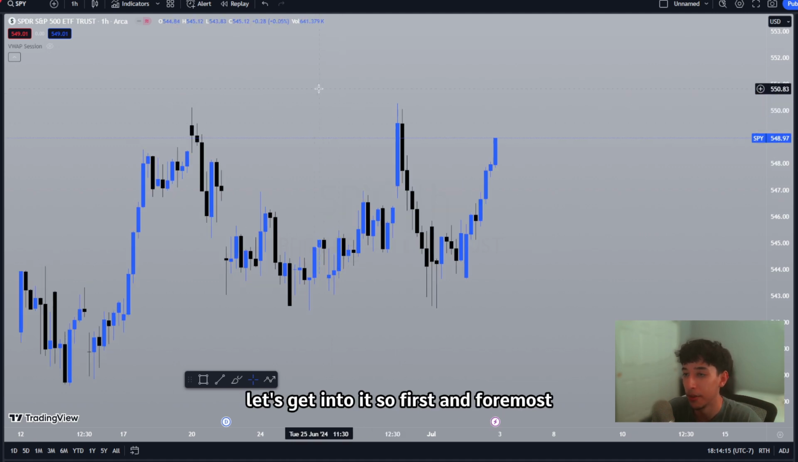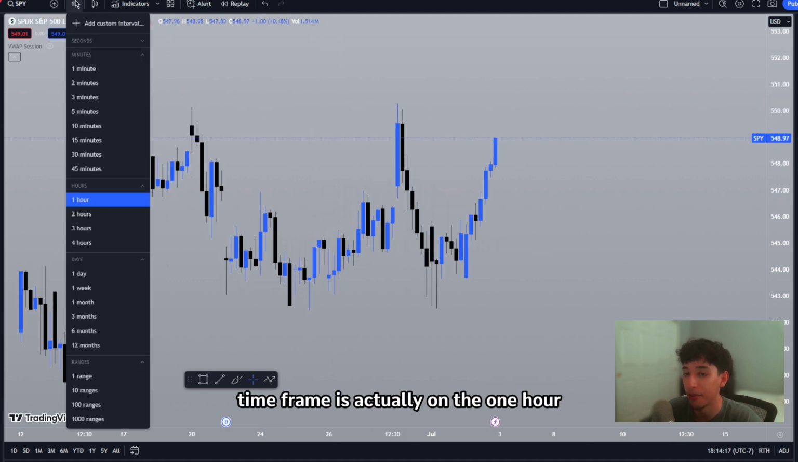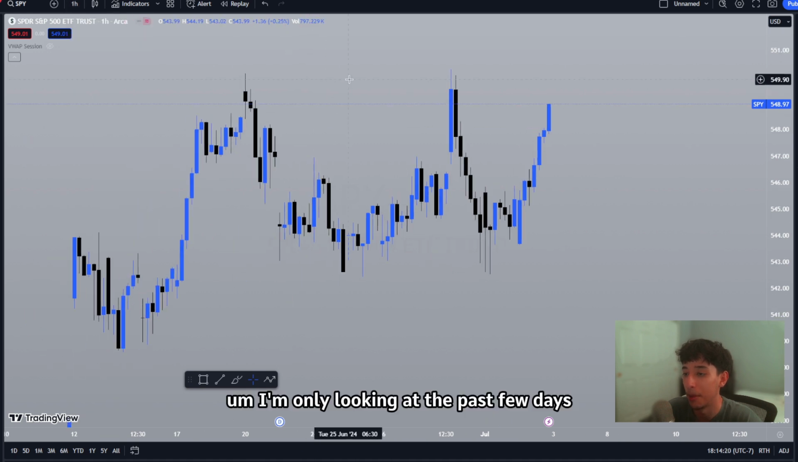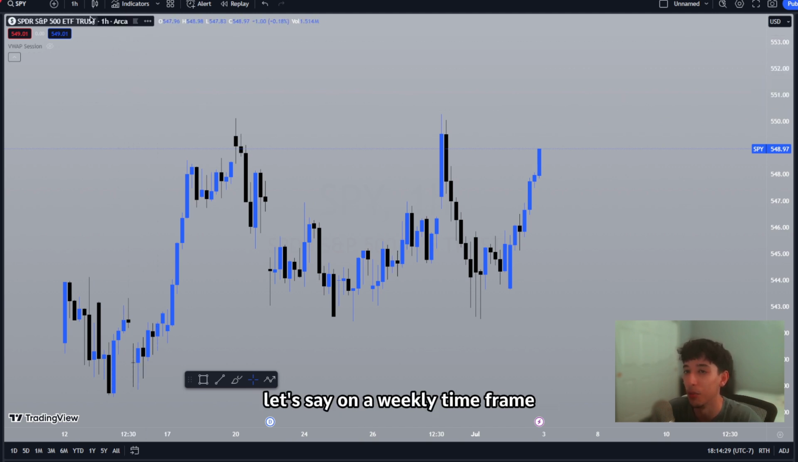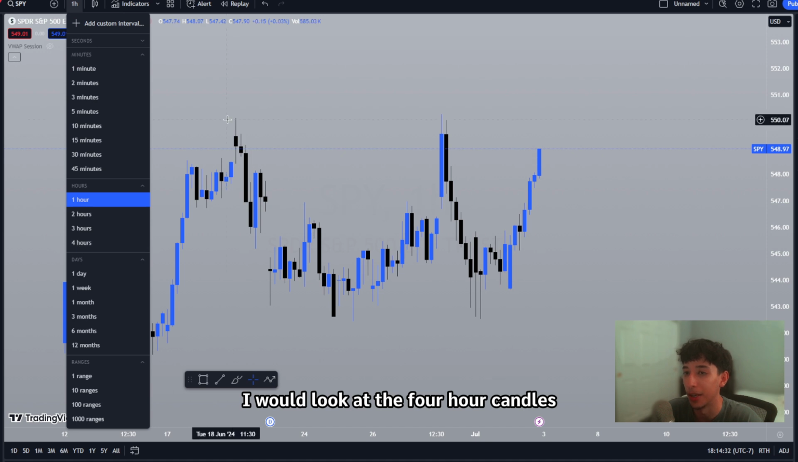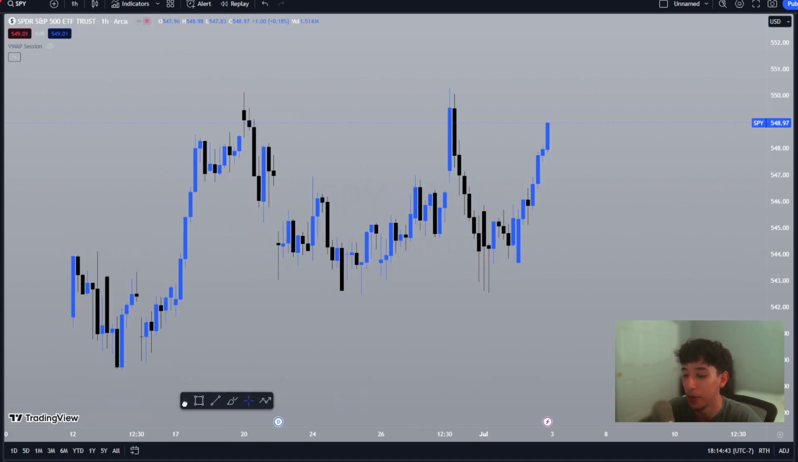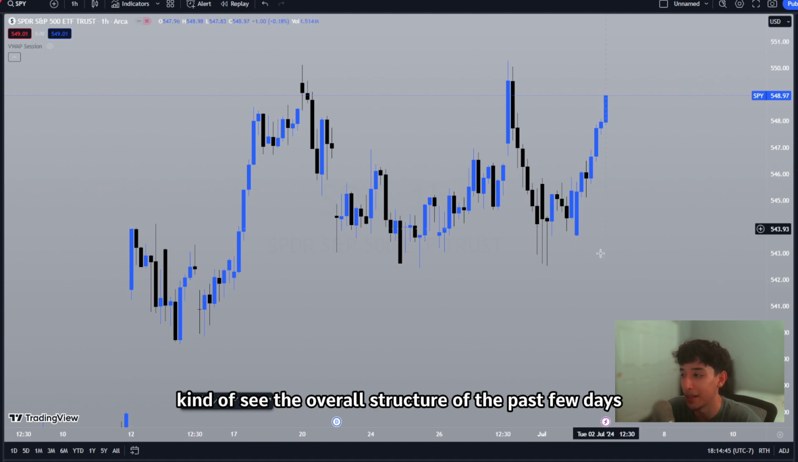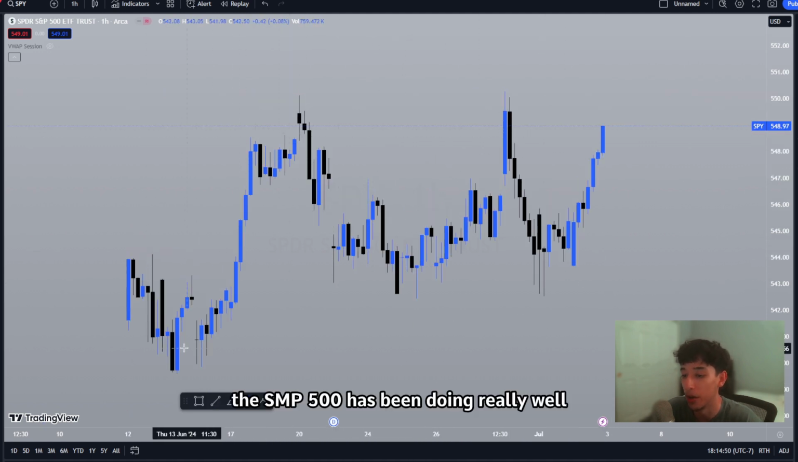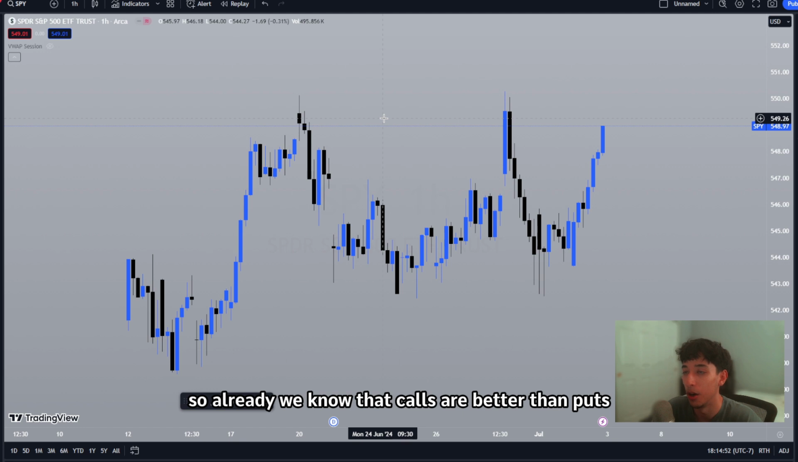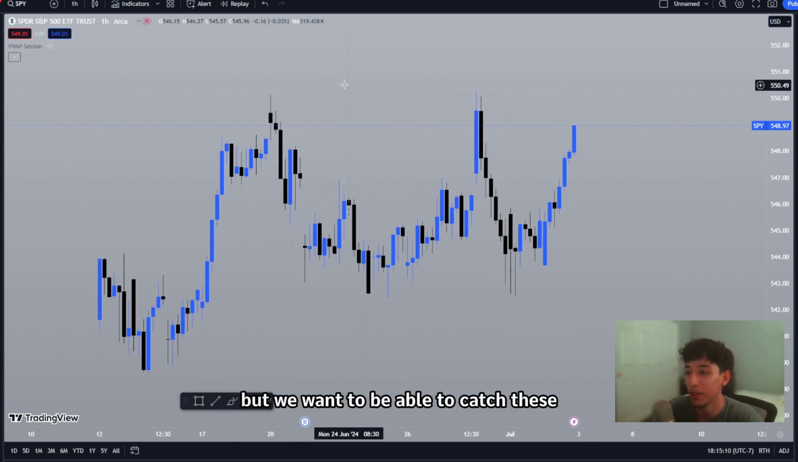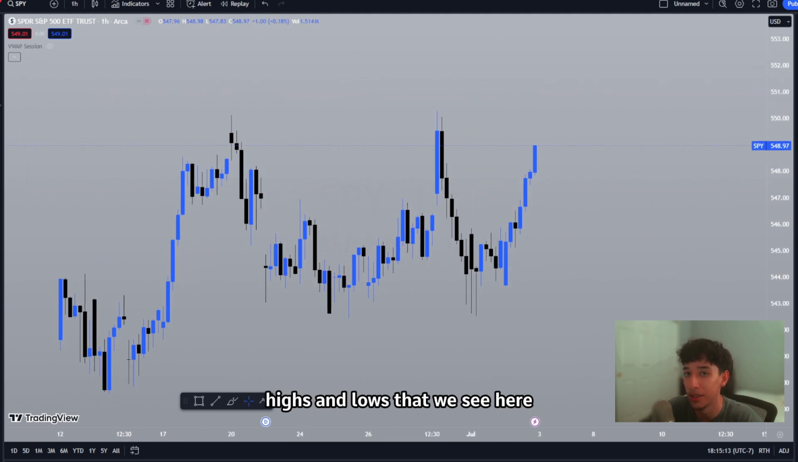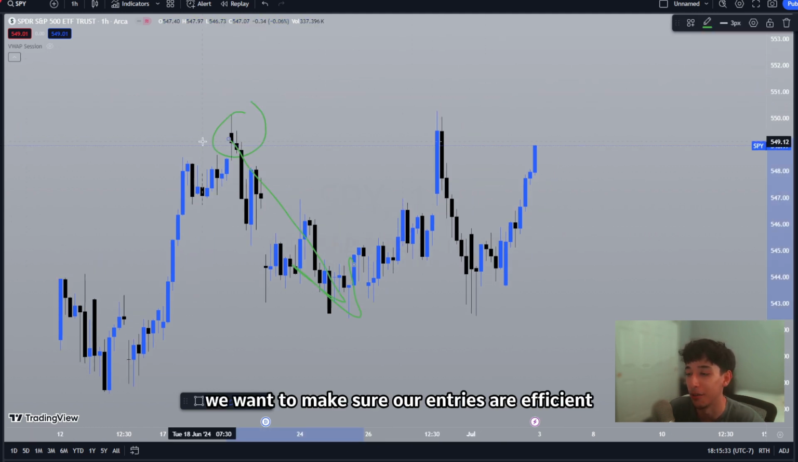Let's get into it. First and foremost, make sure your time frame is on the 1 hour. I'm only looking at the past few days, so 1 hour works perfect for me. But if you want to see the bias on, let's say, a weekly time frame, I would look at the 4-hour candles. Once we're on that, zoom out and see the overall structure of the past few days. The S&P 500 has been doing really well. We've been on a nice uptrend, so already we know that calls are better than puts, but we want to be able to catch these highs and lows that we see here. We want to make sure our entries are efficient.